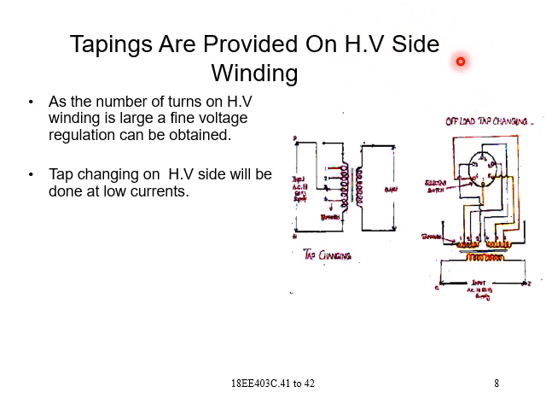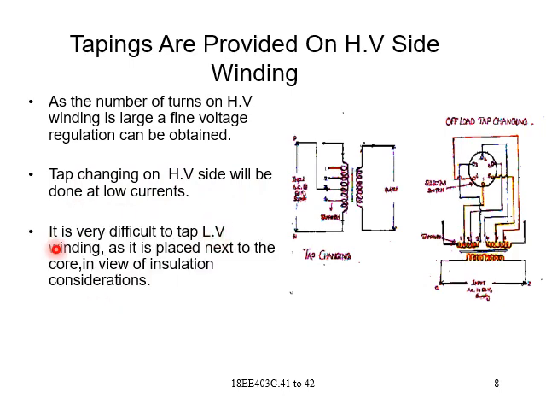Since the HV side has low currents, while the LV side has high currents in order to maintain the power constant, tap changing on the HV side will be done at low currents. And it is very difficult to tap the LV winding as it is placed next to the core in view of insulation considerations. There is also another technical aspect for doing the tapping only on the HV side: the LV windings are always placed next to the core, that means near to the core.